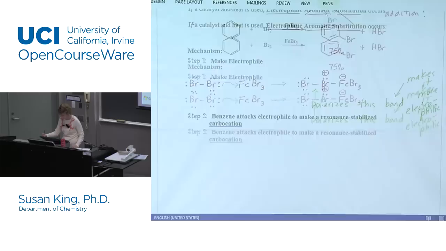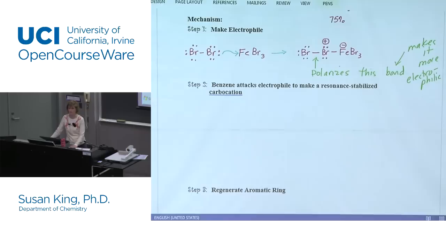All right, in the second step, benzene attacks the electrophile to make a resonance stabilized carbocation. This will be the same for all of the 5 reactions on the previous page. The third phase of the reaction will be the same too. So the only difference is going to be this part. So it's really not as much as you think it is.